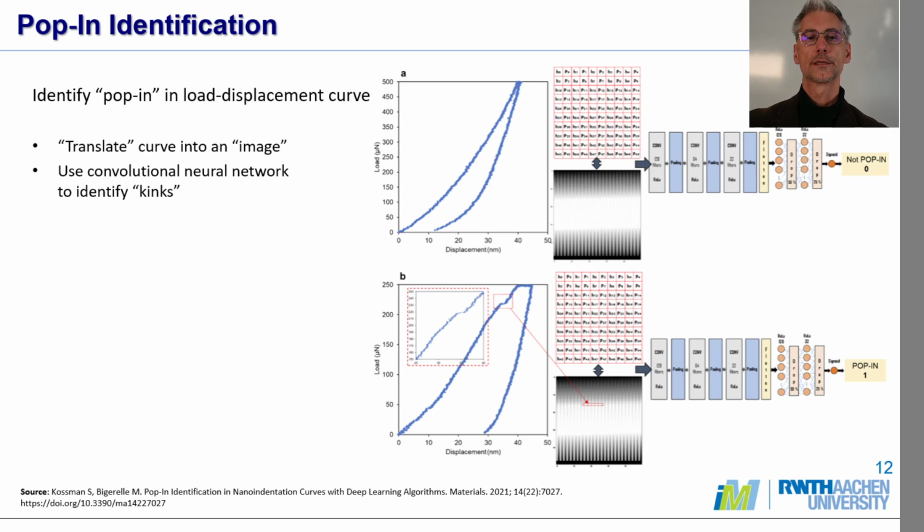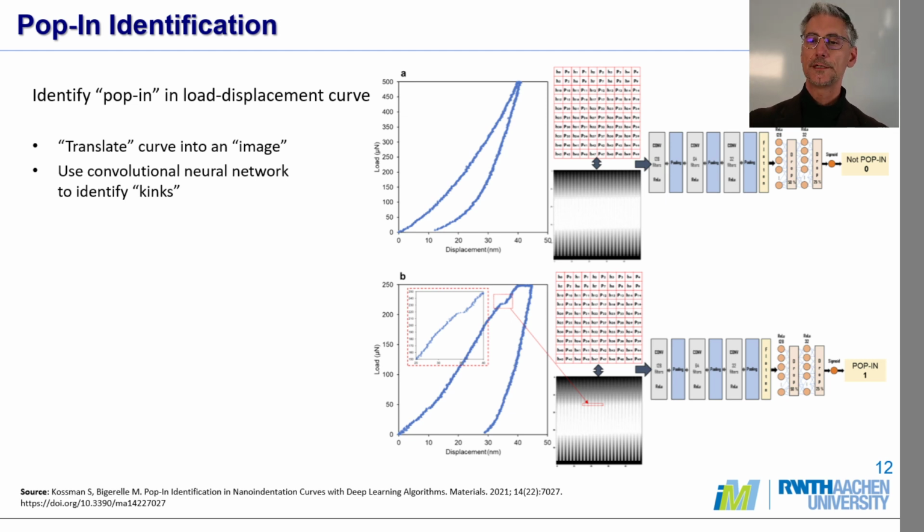Another neat example is pop-in identification, and here the authors use a neat approach, right? What you often have in nanomechanical testing are these low displacement strain curves, right? And you can see those pop-ins where they have like this little artifact, I would say, in the curve.